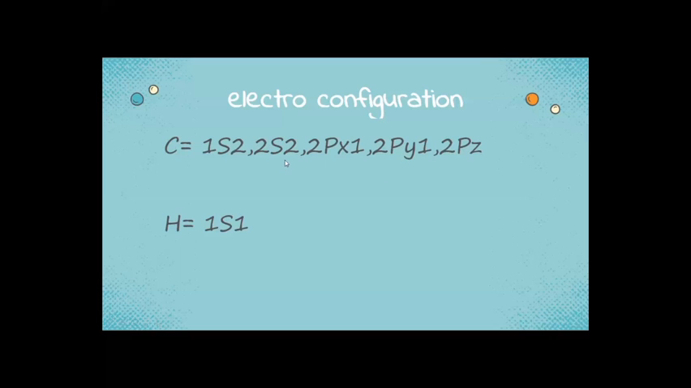So in the excited state, one electron of the 2s2 will move to 2pz. All these 4 electrons will become unpaired. So here we will have 4 places for hybridization, but as it is sp hybridization, only one s orbital and one p orbital can take part in it. So 2py and 2pz won't take part in hybridization.